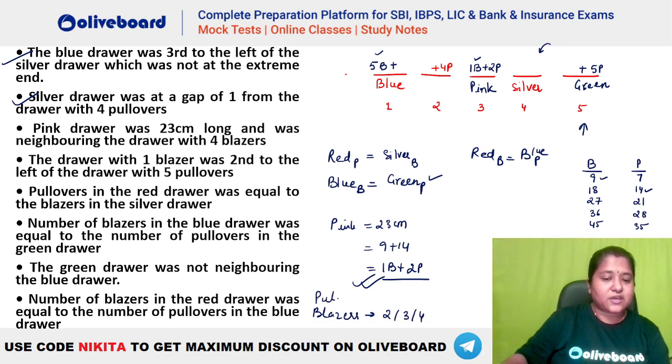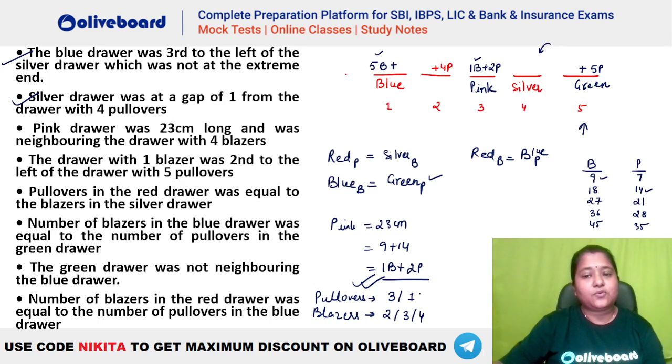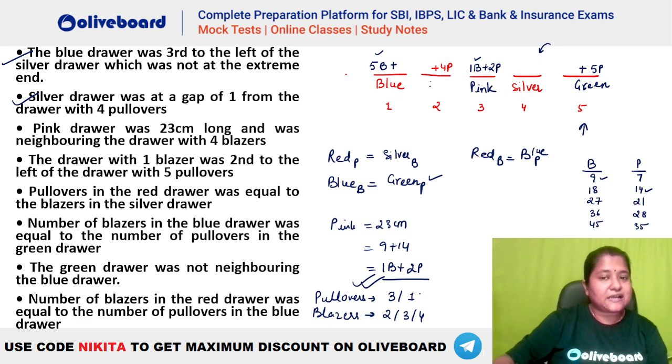Similarly for pullovers, let's talk about pullovers here. What is left in pullovers? You can see we have 2 pullovers here, 5 pullovers here, 4 pullovers here. That means we are left with 3 pullovers and 1 pullover, right? So 3 and 1 is remaining for pullovers here. Now it is known that blue and this one, that is red. Red has to be placed because the only thing remaining is red here. So what should be the number of blazers in silver? We know that the number of red pullovers is equal to the number of blazers in silver. So you can see that we have 4 pullovers in here.